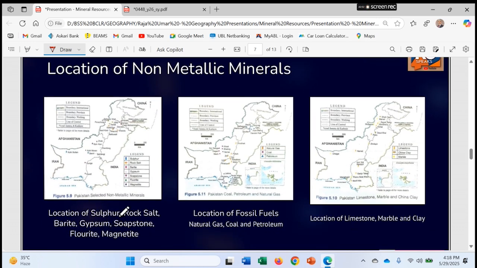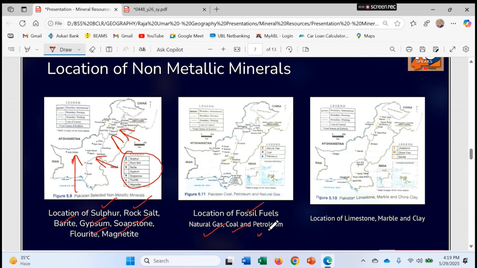So here you can see that all these minerals are available. In this one, you will be able to find out the location of sulfur, rock salt, barite, gypsum, soapstone, fluorite, and magnetite. So all these are given over here in the key, and the locations of all these minerals are given across Pakistan, and the availability of those minerals in different regions can be identified through this key.